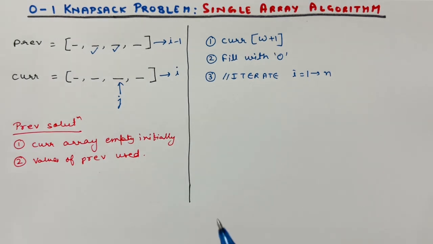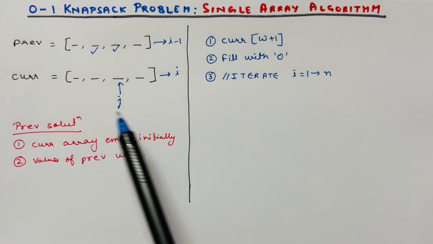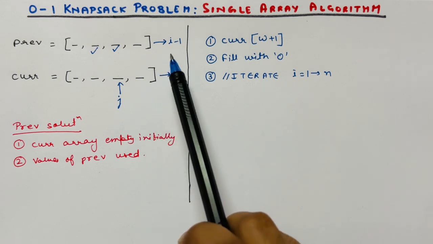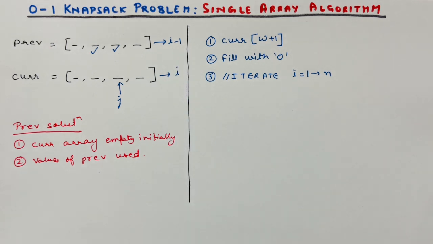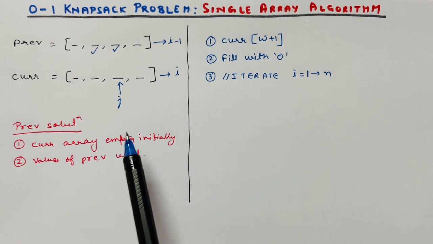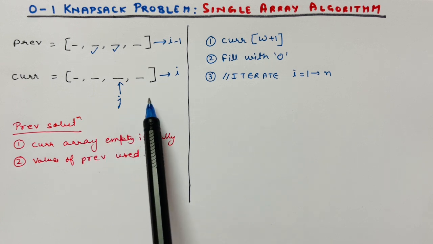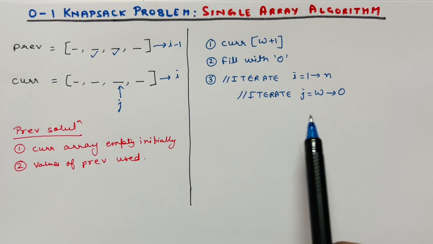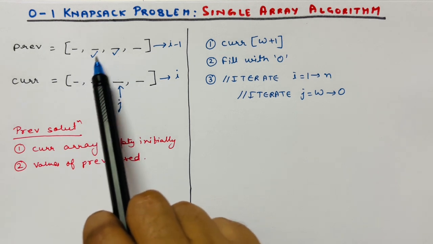So what is our aim in every iteration? In every iteration, our aim is to update the values of the current row from old values to new values. Old values that corresponded to i minus 1 and new values that should correspond to i. To do this, we have to traverse the current array. Now, as discussed, we will traverse from right to left. That means our j will range from j equal to w till j equal to 0.